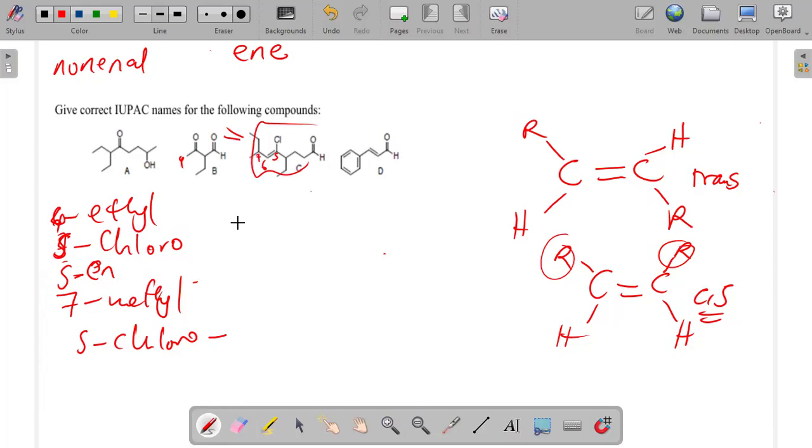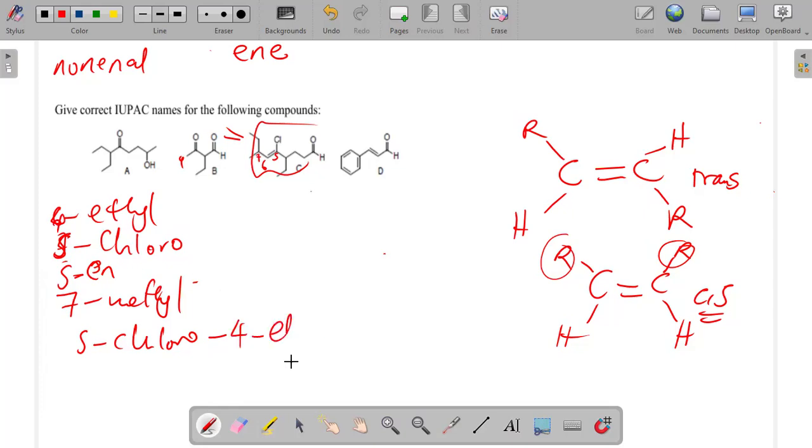But since it's embedded inside, we have to indicate it inside the compound as well. So I'm going to show you how we are going to indicate it inside the compound. Okay, so we're saying at position number 5, we have a chloro. Then at position number 4, we have an ethyl group there.